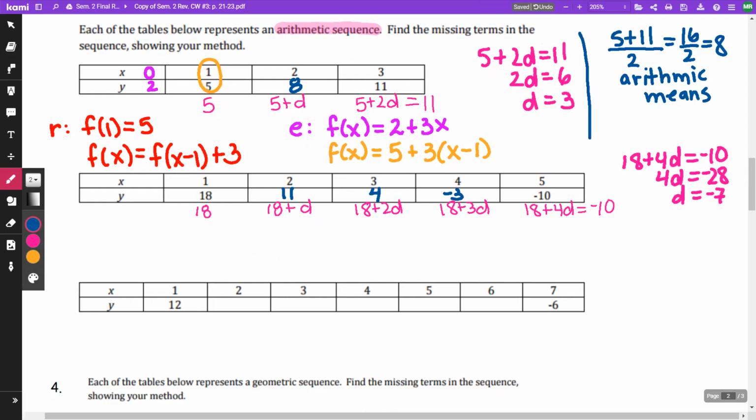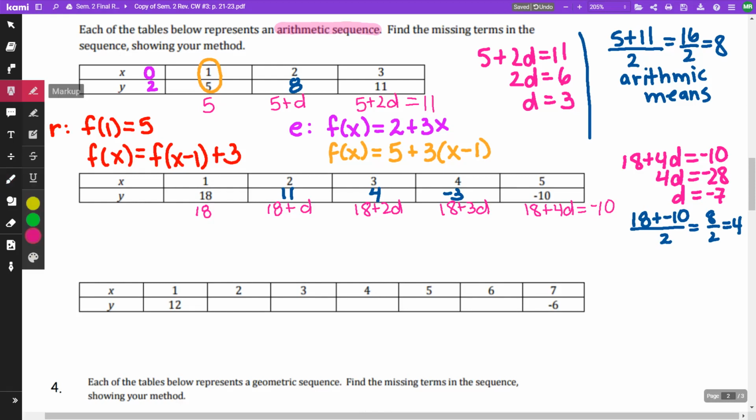Another way to have done that is to do the arithmetic means. Take 18 plus a negative 10 divided by 2. That's going to be 8 divided by 2, which is 4. That would have given me this one right here in the middle. Okay, it would have found the middle one. Then I could have gone through the same process and did that with 18 and 4 to get my 11.